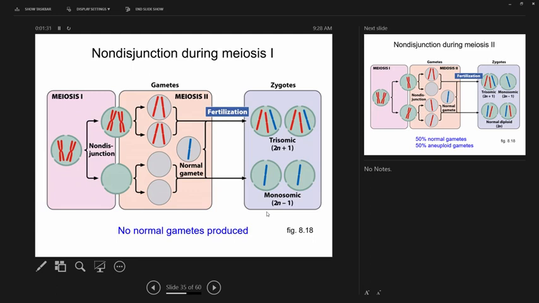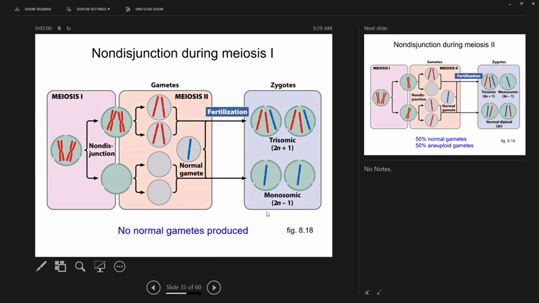So here, these gametes don't have any of the chromosome in question. They get one from the normal gamete, and so they're monosomic for that chromosome. Whereas these have 2 plus 1, and they are trisomic. Again, 2n plus 1 means that you have 2n, two complete haploid sets, and then one additional chromosome.